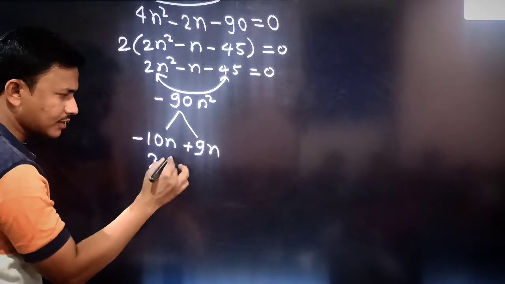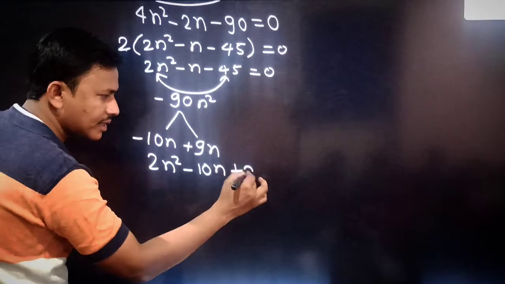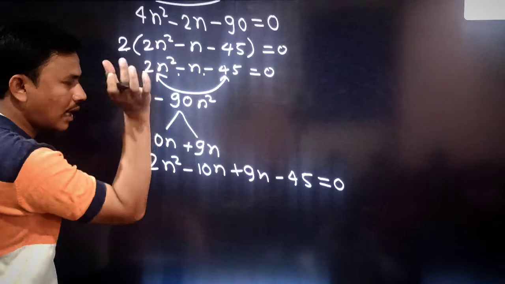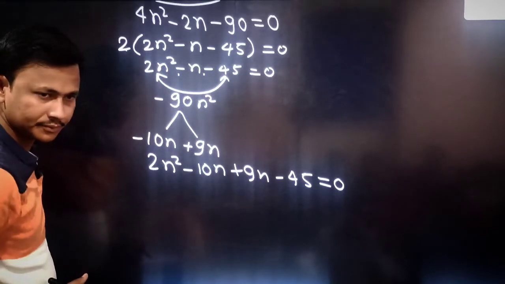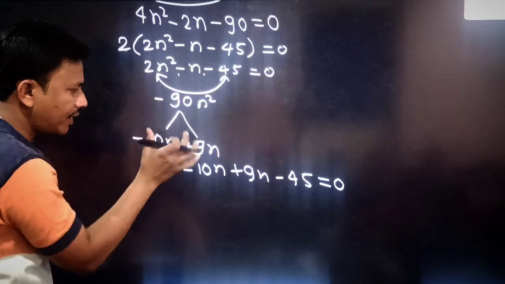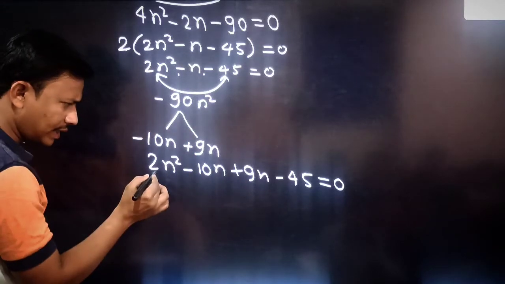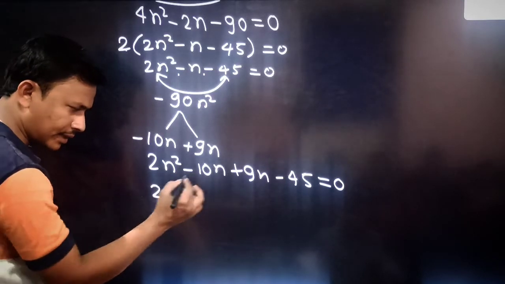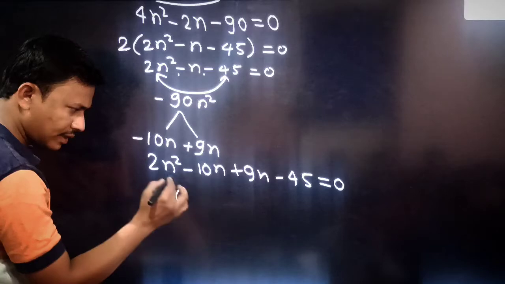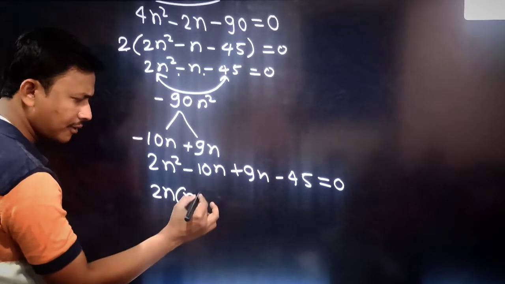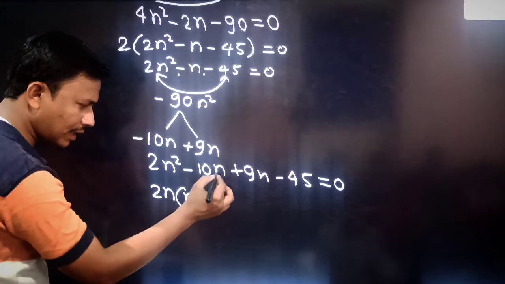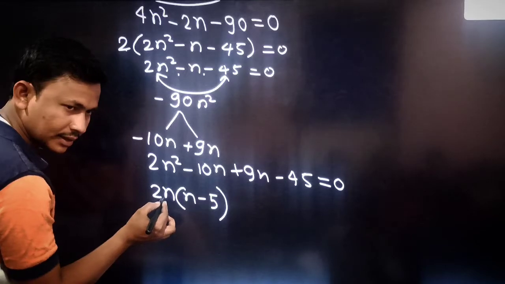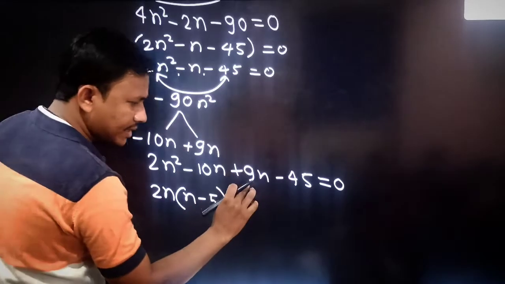2n square minus 10n plus 9n minus 45 is equal to 0. We took out the middle term and added these two here. It is divisible by 2, it is also divisible by 2. 2 common. In n square, n is there, n common. What remains is just n. Minus 5n, why? n came outside, so 5 as it is only. Plus this is divisible by 9.